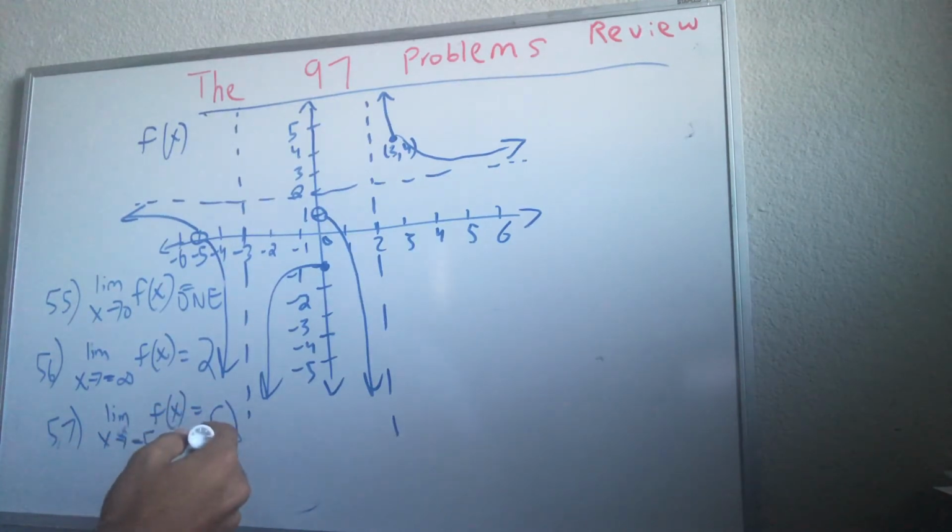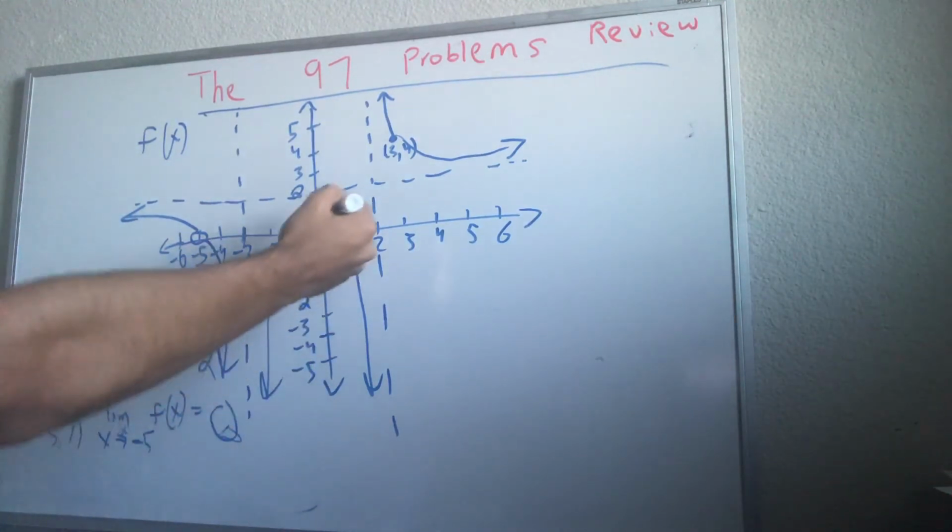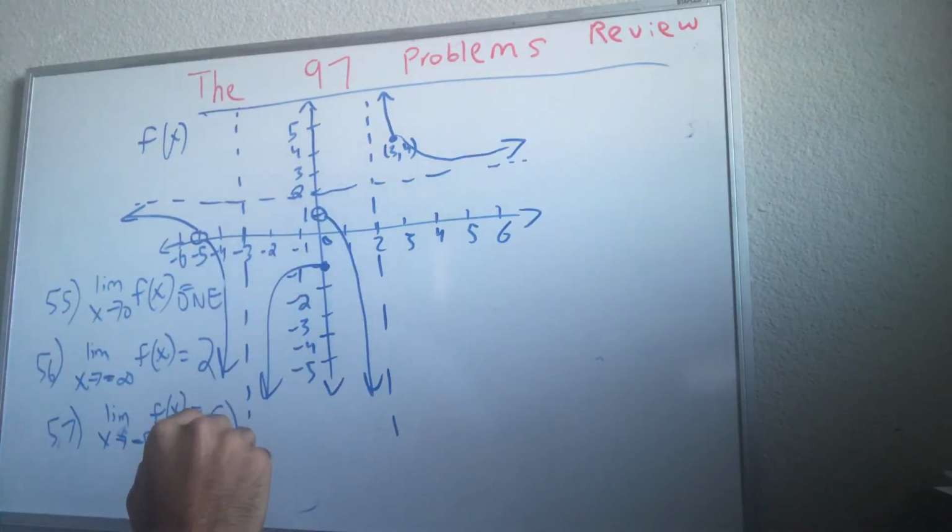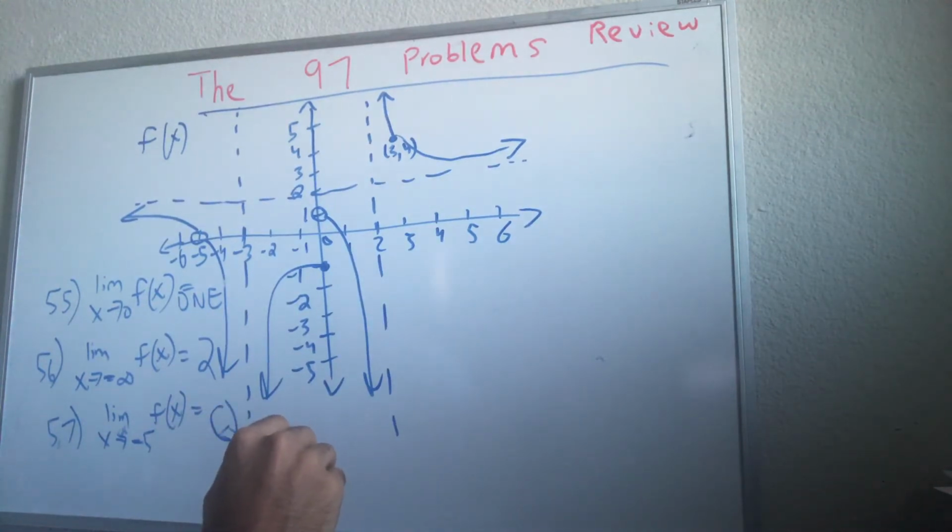Now if you have a jump discontinuity like this, usually a limit will not exist, because you will be approaching different values from the left hand side and from the right hand side. However, for removable discontinuities, you will have a limit that exists. And then the third one is your asymptotic discontinuities, and for those, limits may or may not exist. It depends on the type of asymptote that there is.